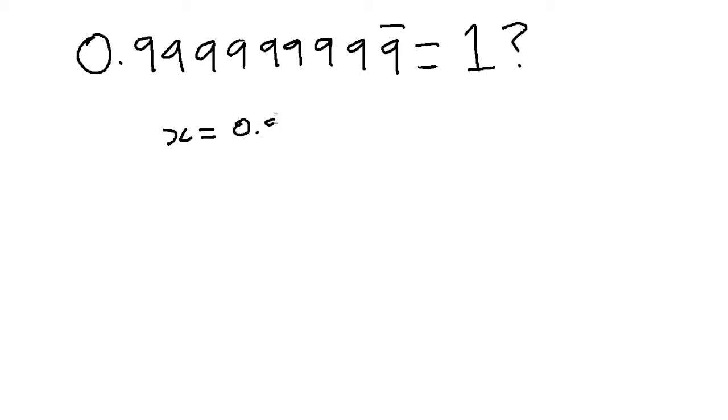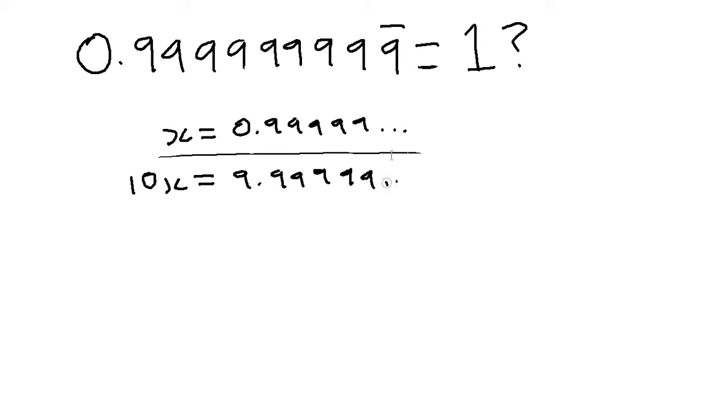If we have 0.99999 recurring, infinite nines, then it would equal 1. We can show it like this.